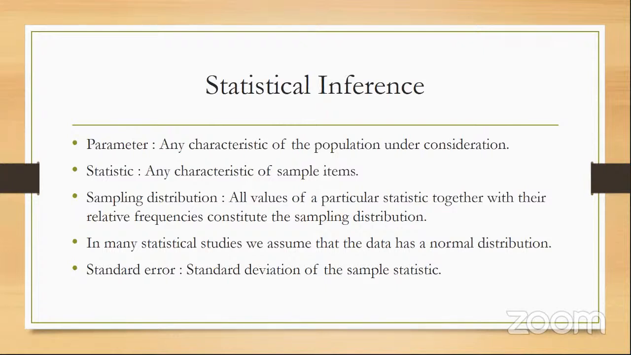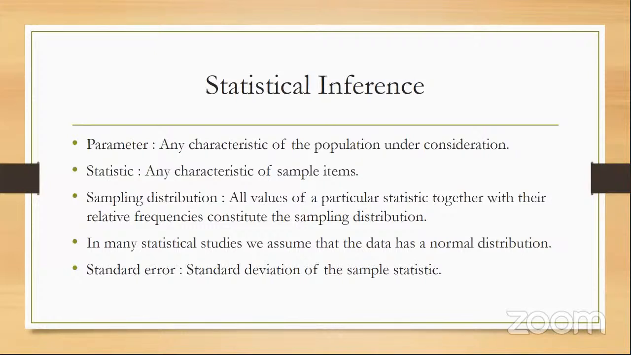Now we want to infer about that parameter from a sample. So within that sample, that particular characteristic is known as a statistic. Okay. Now the third thing I want to familiarize you with is sampling distribution. Sampling distribution refers to all values of a particular statistic together with their relative frequencies. Okay. So there are two components. What are the possible values of that particular statistic, and what are the frequencies? They together constitute what is known as the sampling distribution.